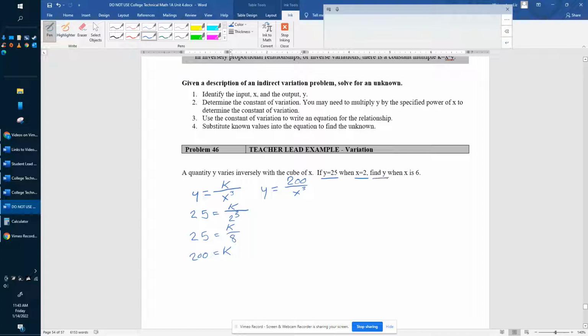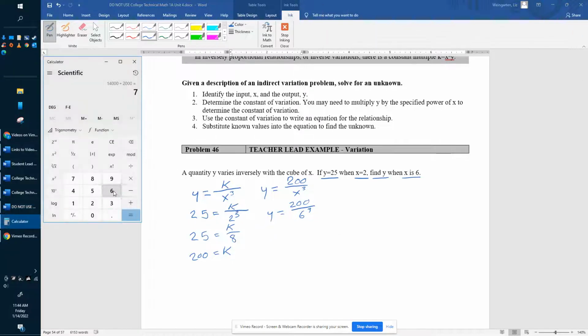Now we need to find y when x is 6. So y equals 200 over 6 to the third. So let's figure that out. What is 6 to the third? 216, so 200 divided by 216 is, oh, that is quite the number, 0.925 repeating.